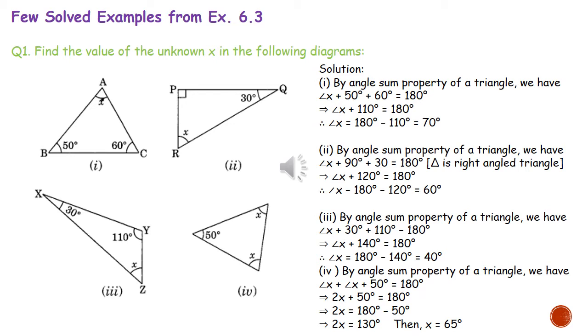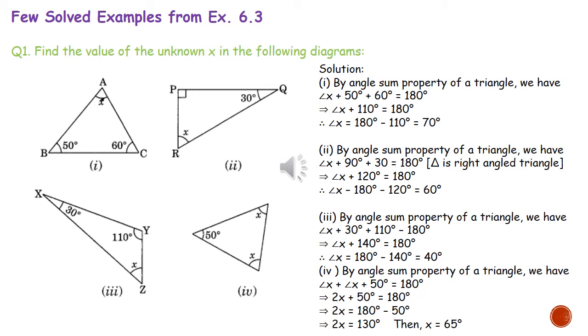In the third part of the sum, we have to find out the value of x. This is very much similar to the first part. So in the same manner, by using angle sum property, we have to find out the value of x. So 180 minus 30 minus 110 will give the value of x.